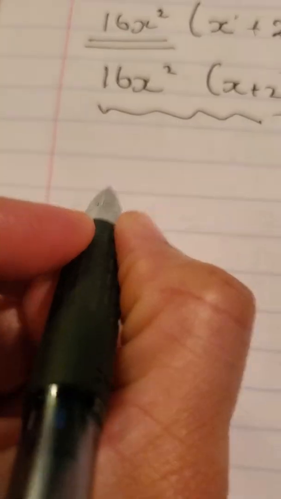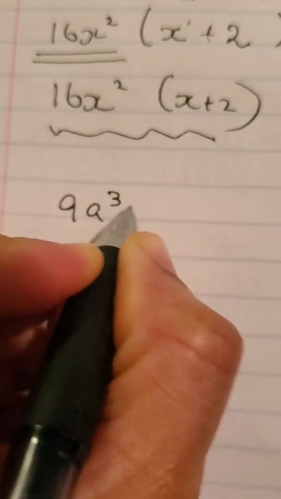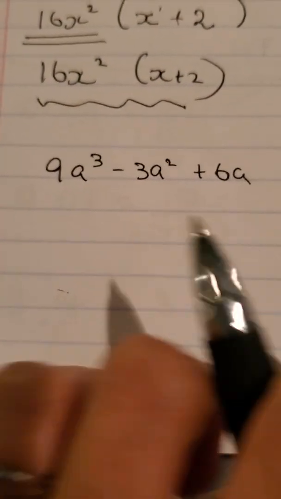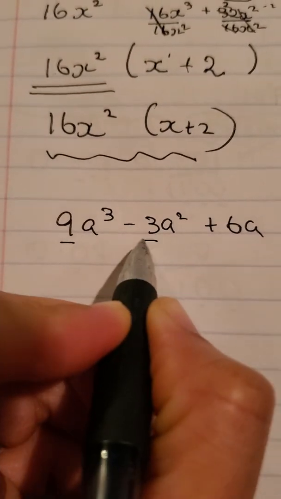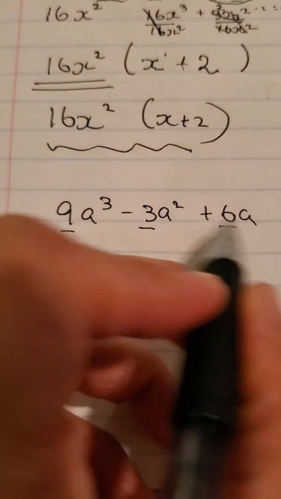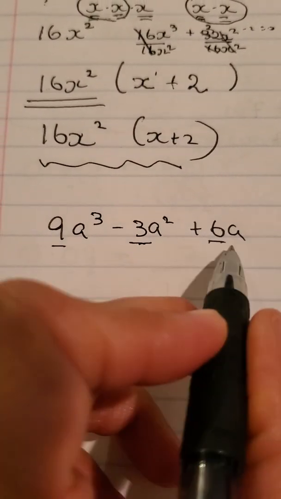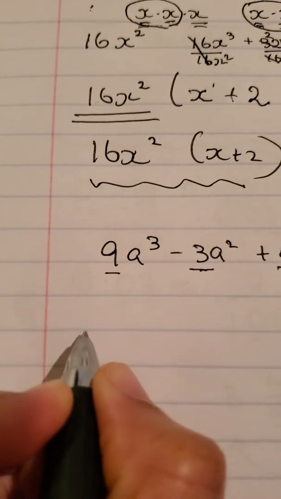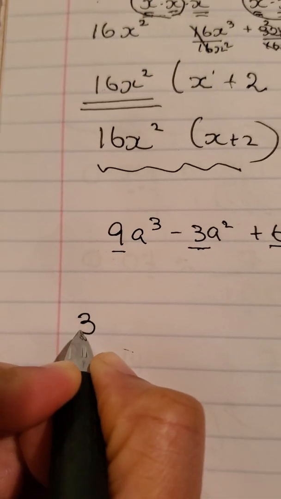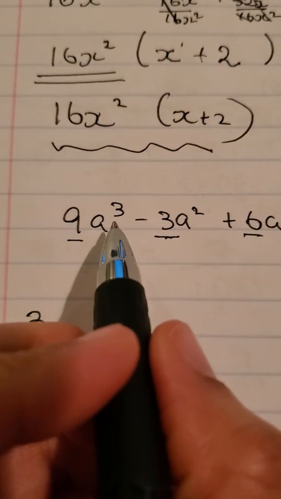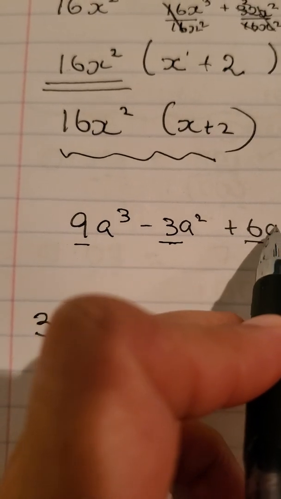Let me do one more problem. Here we go. Here we have another one. So here we have 9a cubed minus 3a squared plus 6a. All right. We're going to look for the GCF to factor this expression. If we look at all the constants, we see that the greatest common factor they all have in common is 3, right? And if we look at the variable, because we learned our shortcut technique, we don't have to sweat it. We know we'll take the variable with the lowest power.